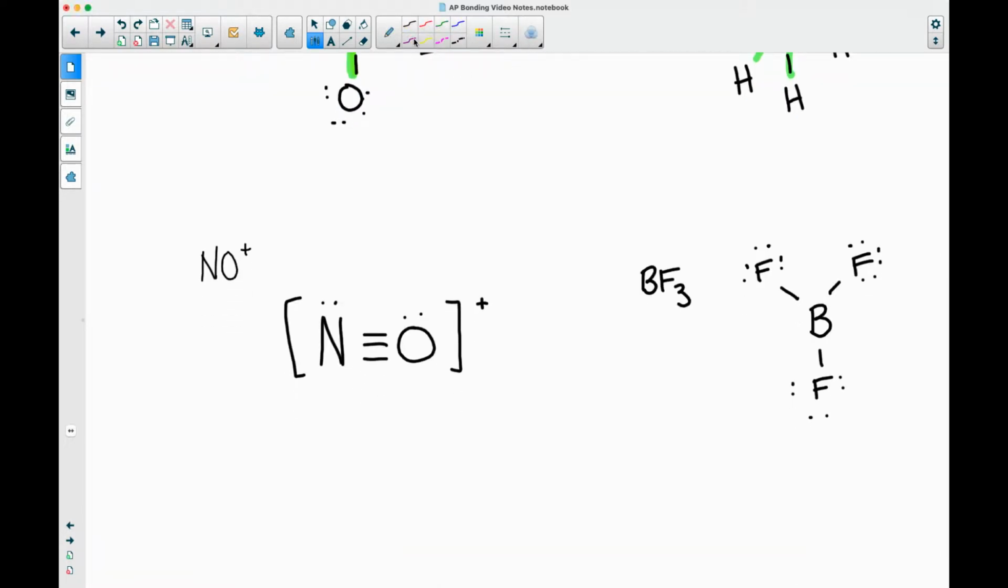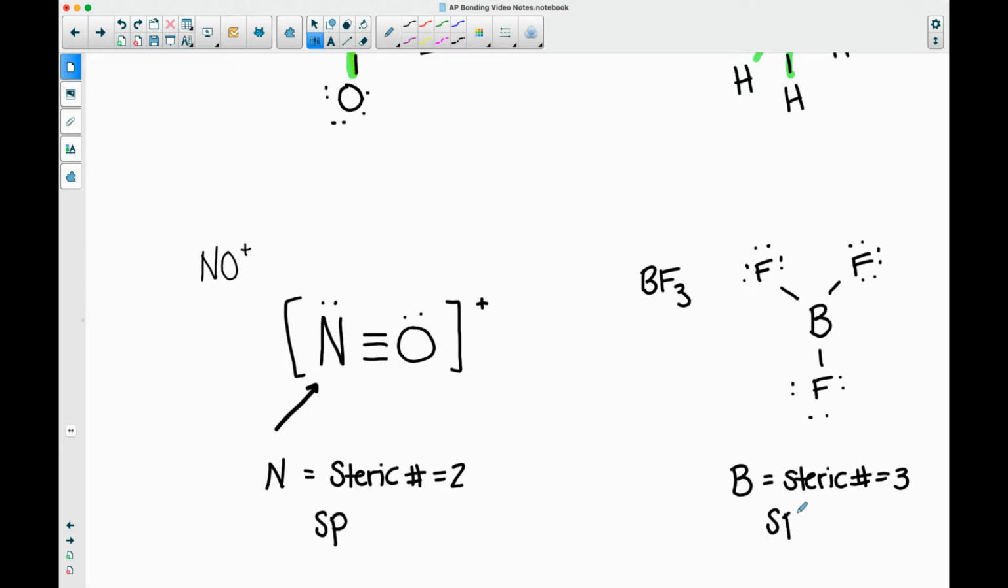If I look at NO positive, let's say I'm looking at the N, my nitrogen in this case, the N has 1 atom bonded, 1 lone pair, steric number is 2, sp. Oxygen also would be sp hybridized in this case. Boron in BF3, 1, 2, 3 atoms bonded, which means that my steric number is 3, s p p, sp2.